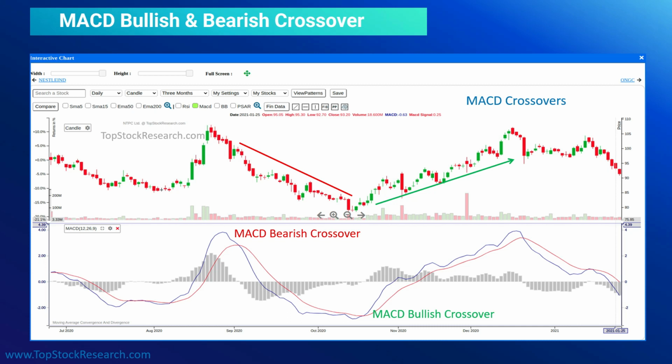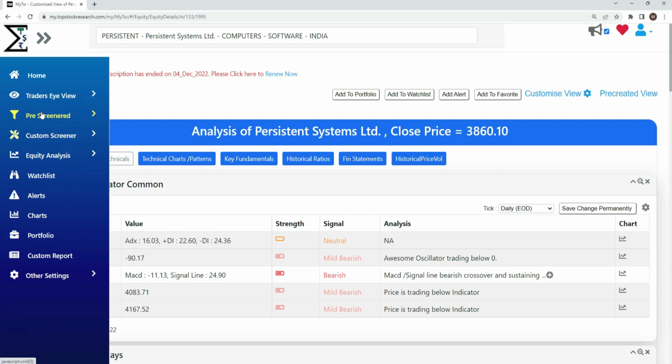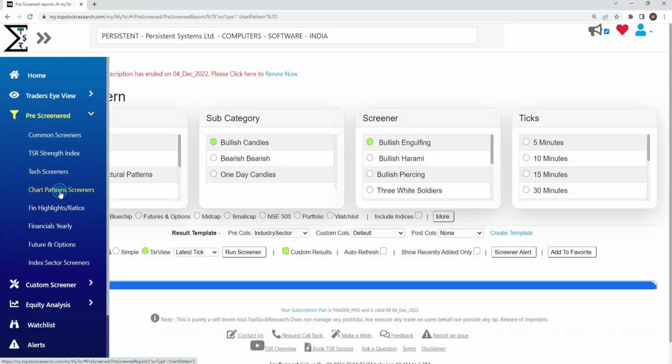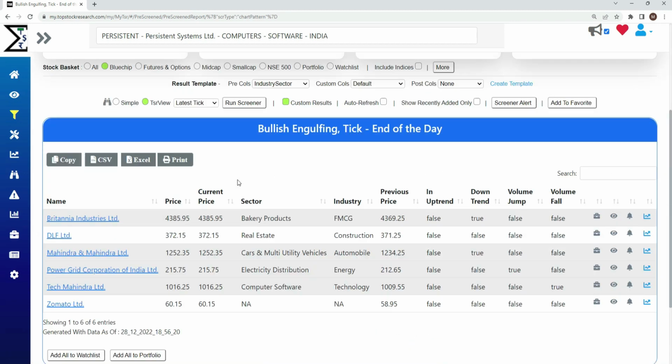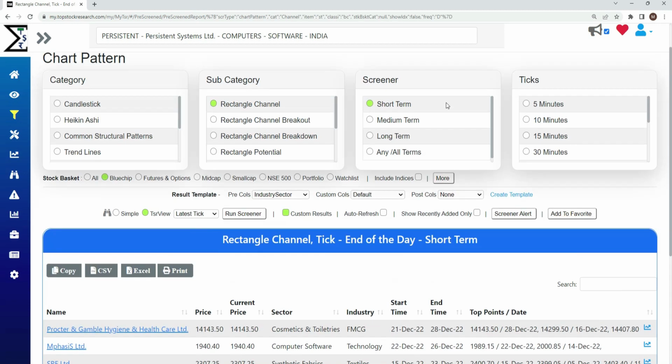Maybe I'll take a small opportunity here to tell you how the MACD would look if the stock is in an uptrend or in a sideways market. So looking at one of those standard screeners, let's go to chart pattern. Chart pattern will go into something like a rectangle pattern or channel. Let's look at this rectangle.